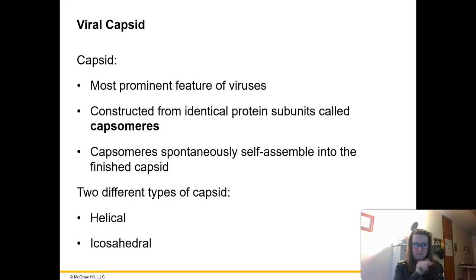I believe this is a repeat of the previous slide, but I do want to mention a couple of things. The capsid is the most prominent feature of the viruses, and it's going to help us identify or separate them into two groups. So we have our helical types, which are going to look long and narrow like rods, and then we have the icosahedral, and then we're going to have a far different structure. So we can see there's two different shapes of capsid. And the capsomere is that crystalline structure that we refer to when we have a naked virus.